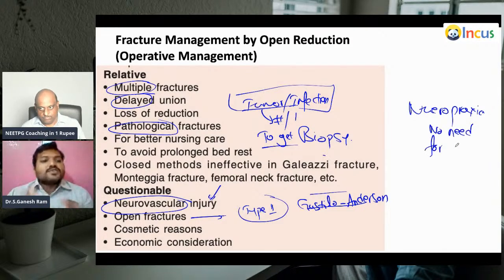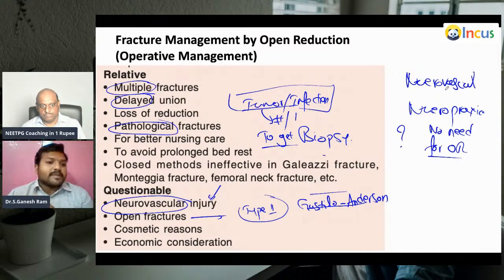So these conditions are questionable. It depends on the surgeon. We can either explore at the same time or we can leave it for 6 weeks. After that, if the nerve is recovering, then no need for opening. If it is still not recovering, then it might be real nerve damage. Then we have to open it and either do a nerve graft or a nerve repair, depending upon the condition.